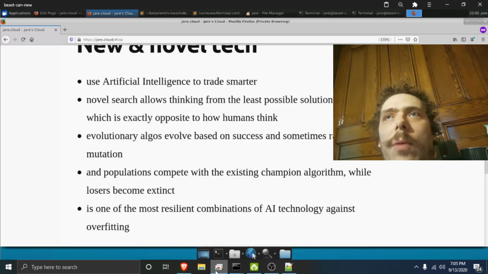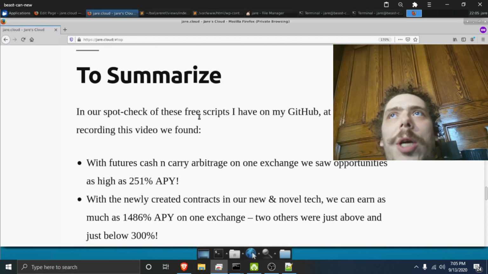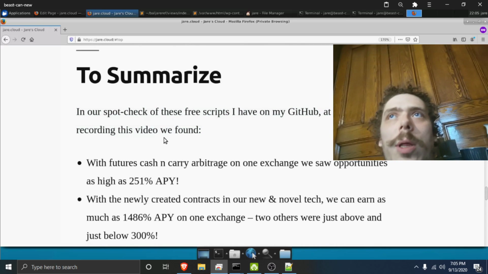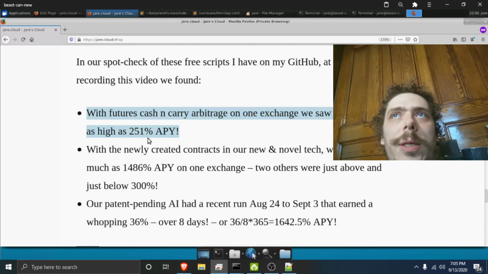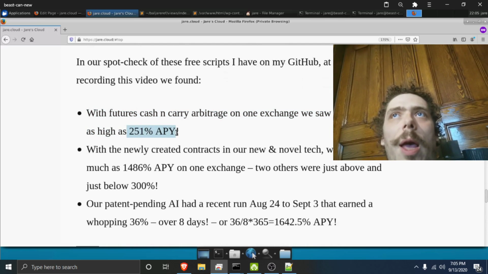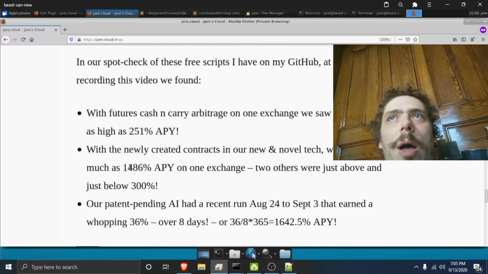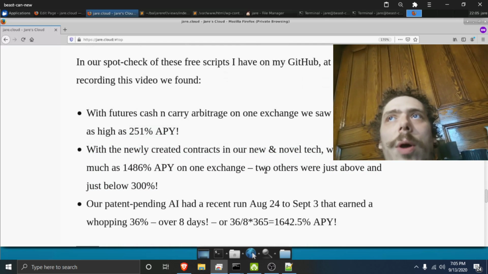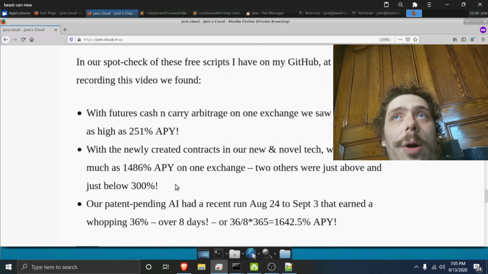Either way, the next section of what I was reading is the summary. In our spot check of these free scripts I have on my GitHub and the AI that we have for a subscription, at the time of recording this video, found with futures cash and carry arbitrage on one exchange, we saw opportunities as high as 251% annual percentage yield. With newly created contracts in our new and novel tech, we can earn as much as 1,486% APY on one exchange. Two others were just above and just below 300% APY. Remember, that's 4 times your money back in a year.